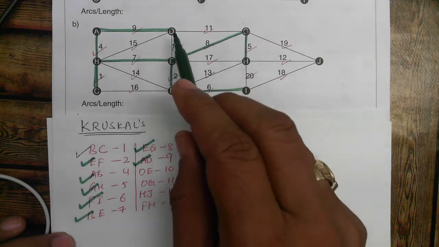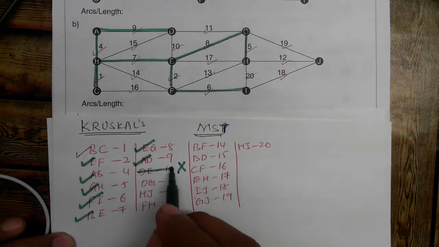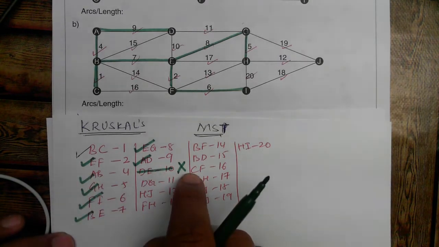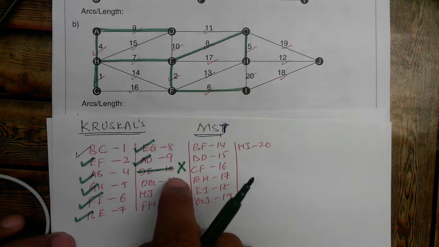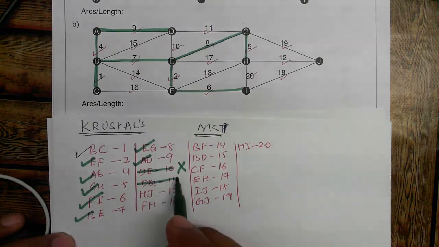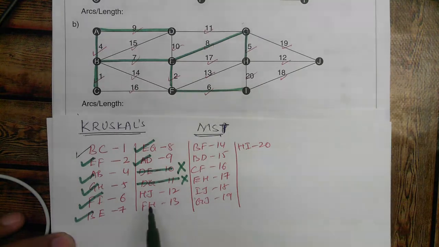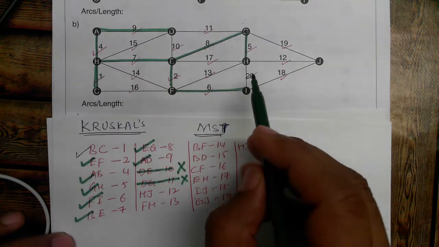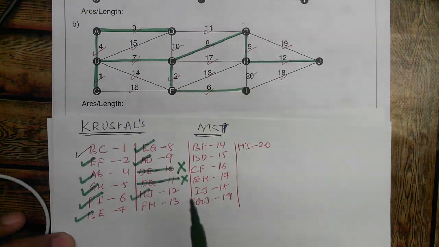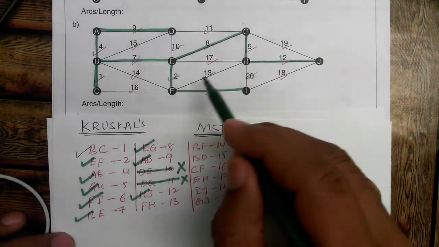DE is 10, so D to E. Now this will make a cycle, so guys, I will reject this. Have a clear differentiation between acceptance and rejection. DE is not accepted, it's rejected. DG will make a cycle as well, so that's rejected too. I still see not all the vertices are being used, so I will go on. HJ is 12, that's H and J, that doesn't make a cycle, so I'll accept that. FH is 13, that's F and H, that will make a cycle, so this is rejected.